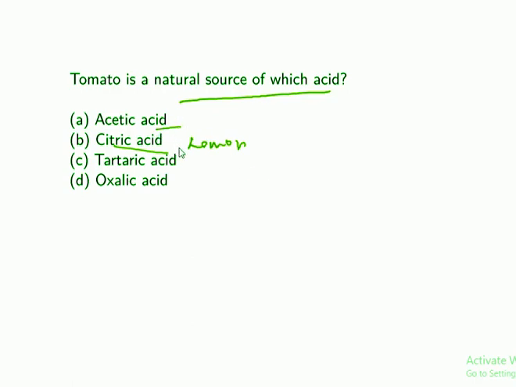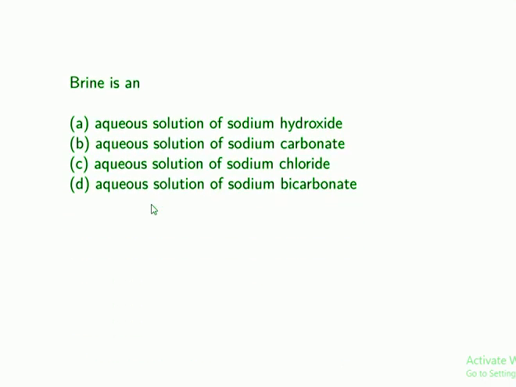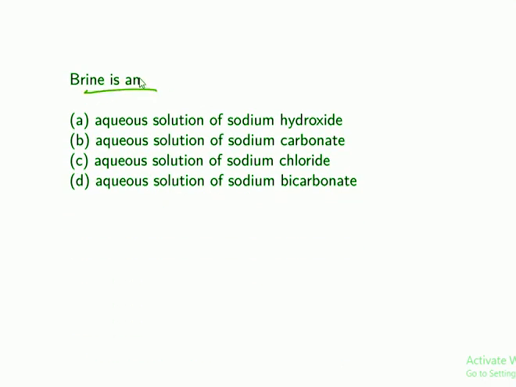So acetic acids, these acids are also present in few foods, okay? So in tomato we are going to get oxalic acid, okay? Oxalic acid is the acid which is present in the tomato. Option D is correct. Brine, you know it, right? It is nothing but aqueous solution of sodium chloride.